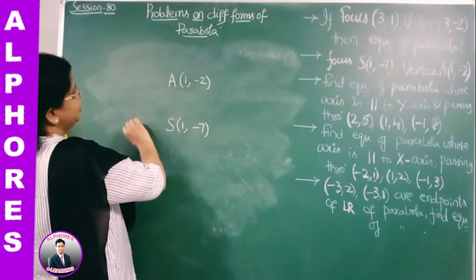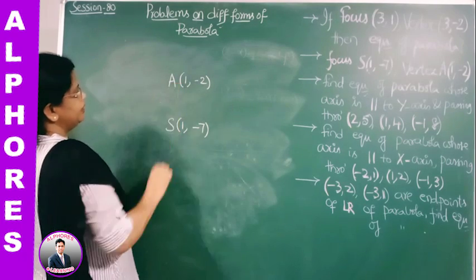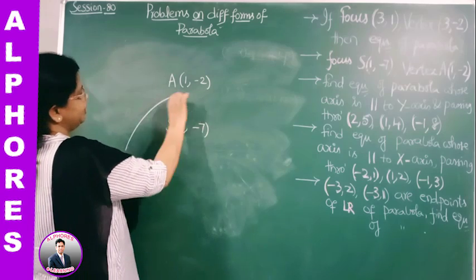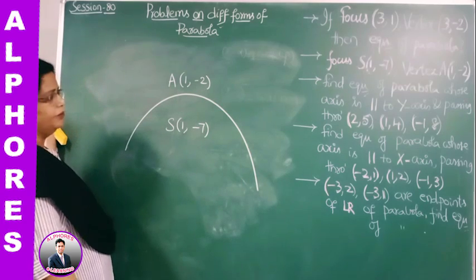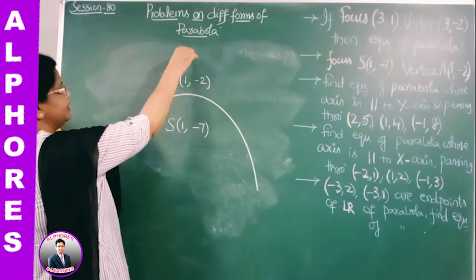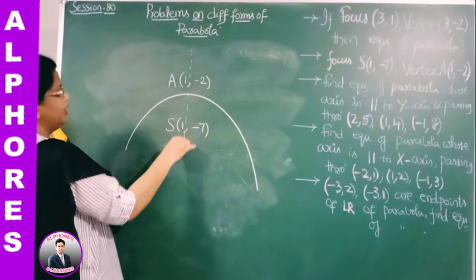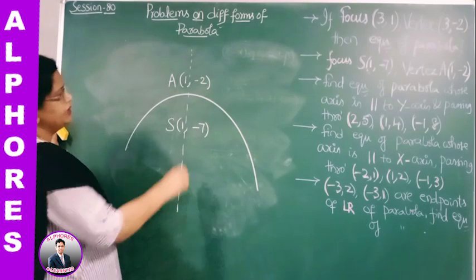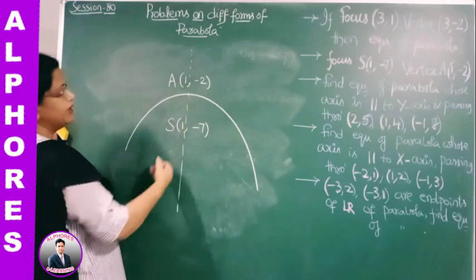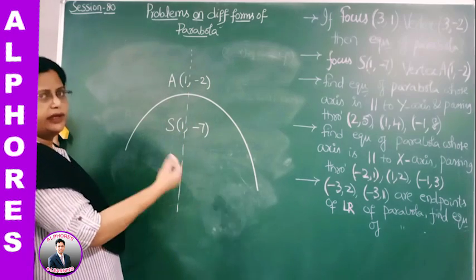Therefore, how is our parabola? Because this is the vertex and this is the focus, the parabola is of this model. That means the vertex is here, parallel to which one? The y-axis. It is parallel to the y-axis. The vertex you know, but how is the curve? It is falling exactly downwards.